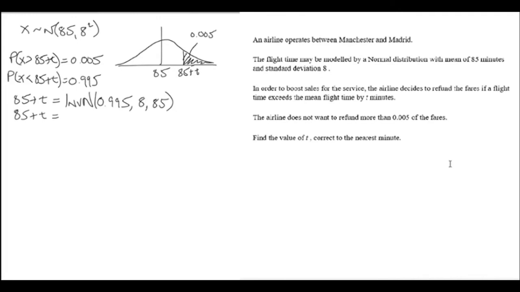Now the calculator feeds back 105.6066. So 85 plus t equals 105.6066. So t, the delay beyond 85 minutes, is 20.6066, or roughly 21 minutes. Using inverses, t equals 21.